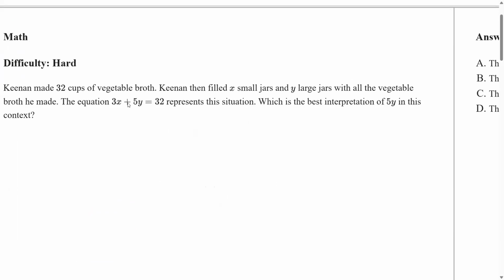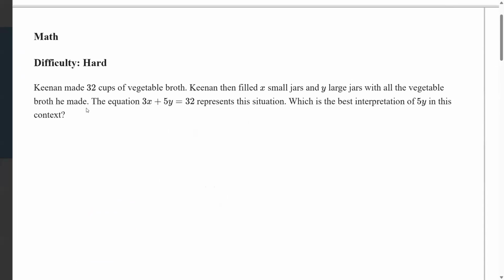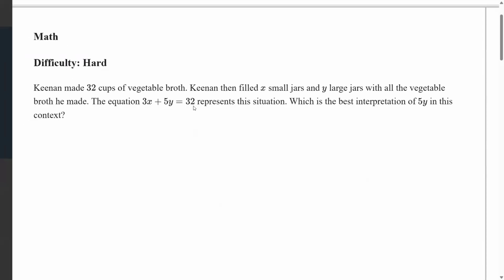Kinan made 32 cups of vegetable broth. Kinan then filled x small jars and y large jars with all the vegetable broth he made. This equation represents this situation. This is the best interpretation of 5y in this context. So 5y here is the total number of the large jars.